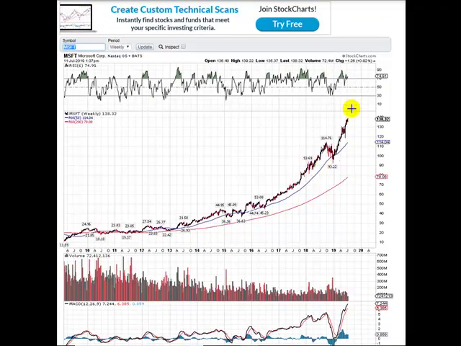The sentiment is super positive. People think it can go nowhere but up. Some analysts out there just put a $150 price target on it. It's funny, as these things go up, they increase their price targets, and as they go down, they sometimes decrease their price targets.